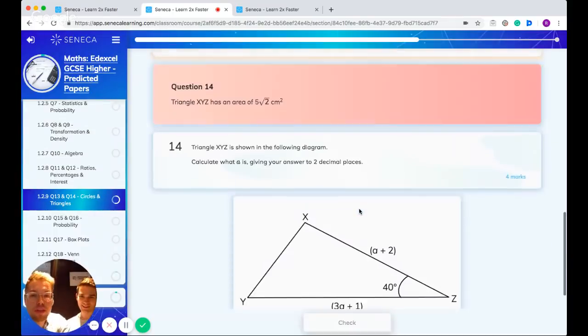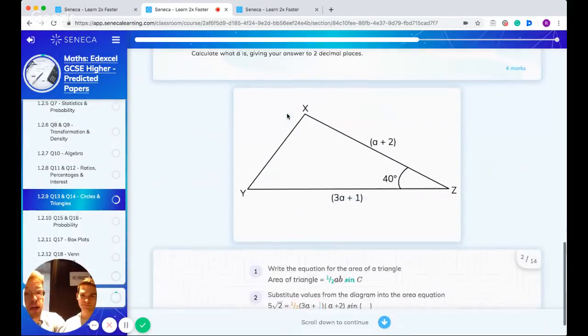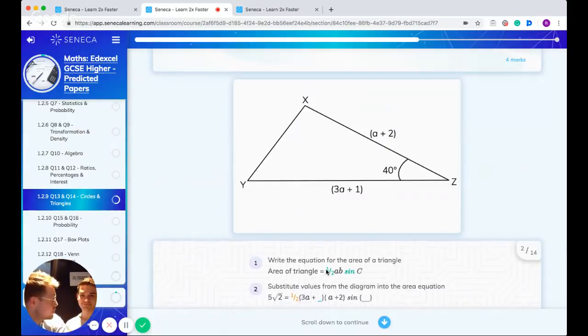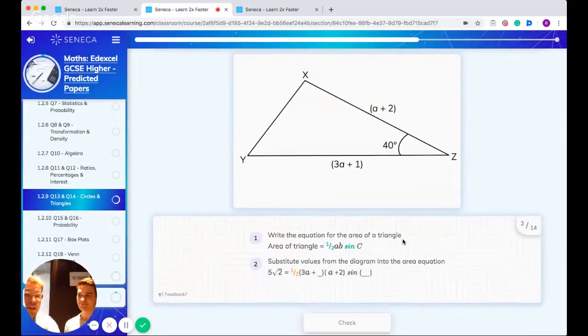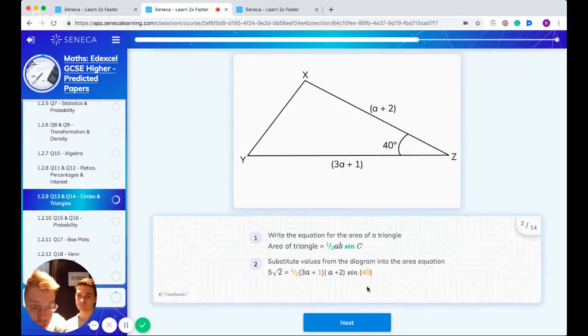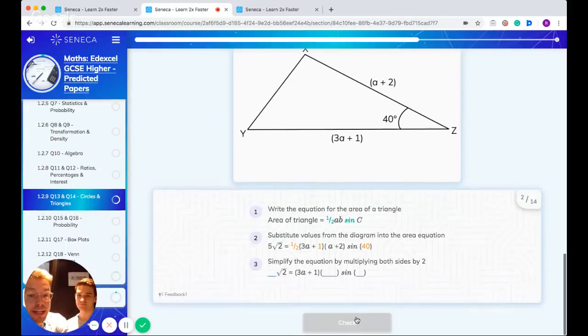So we know that the area is 5√2 centimeters squared, which is also a little hint that you're going to be needing to use half AB sine C. They've given us the area, so we're going to be using this equation. So now we form a nice little quadratic, which was also requested. You're very welcome. So 5√2 is going to equal half AB, so (3a + 1)(a + 2) sine of 40. So we then need to simplify.